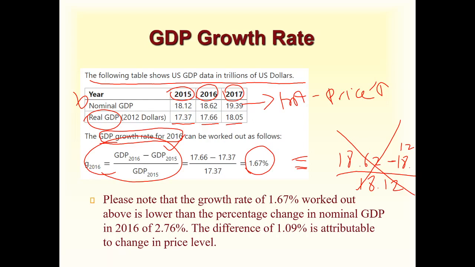Please note that the growth rate of 1.67%, worked out above, is lower than the percentage change in nominal GDP in 2016 of 2.76%. So if we had found the value of this, we would have found it to be 2.76%. The difference of 1.09% is attributable to change in price level. So the 1.09% difference between nominal GDP increase and real GDP increase is only due to the price level, only because the price has increased.